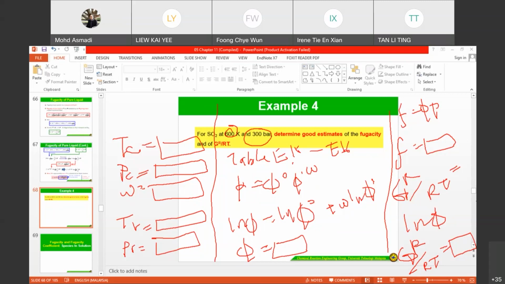Give me the answer. What is TR and PR? The value of TR is 0.6964. The value of PR is 7.6104.